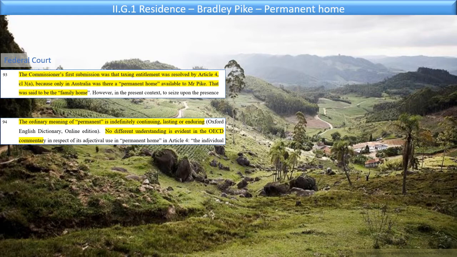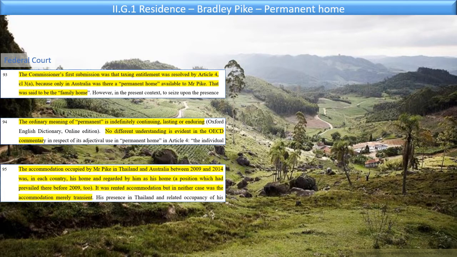permanent. And then the question is, because they had rented homes in Australia and rented homes in Thailand, is this permanent, yes or no? And then he says, the accommodation occupied by Mr. Pike in Thailand and Australia between 2009 and 2014 was in each country his home and regarded by him as his home, a position which had prevailed there before 2009 as well, right? But the assessments only go from 2009, I guess, because they couldn't go back further. It was rented accommodation, but in neither case was the accommodation merely transient, right? Because it was a home where you could live.